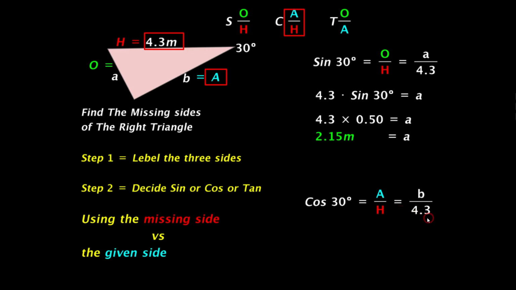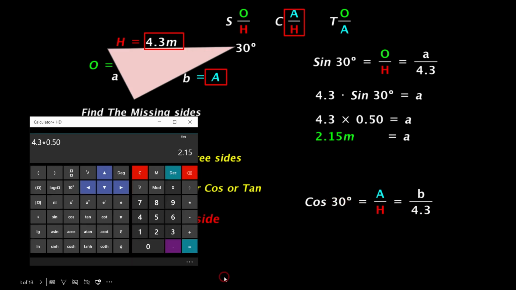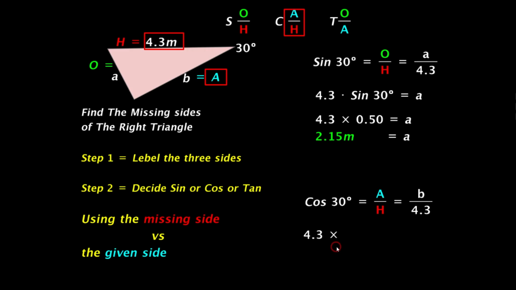This time, just to save some time and space, we try to figure out the value of cos of 30 degrees. We multiply 4.3 with cos of 30 degrees. To find it, we use the calculator, in degree mode, cos of 30, which is 0.866. So 4.3 times 0.866 equals the value of side B.